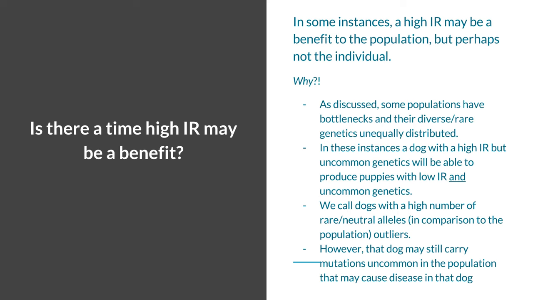We call dogs with a high number of rare and neutral alleles, in terms of the allele frequencies of the population, outliers. However, that's not a benefit to that individual, because that dog may still carry mutations that are uncommon to the particular population, but could cause disease in that dog. Now, the idea of genetic diversity is to mitigate and disperse all mutations that are within your breed. All dogs will have mutations of some sort. There is no perfect dog. So the idea is to distribute and dilute any disease genes within your population.